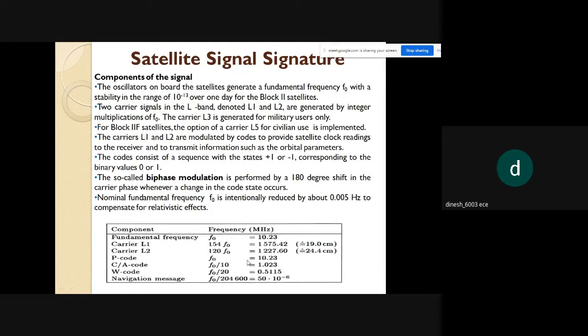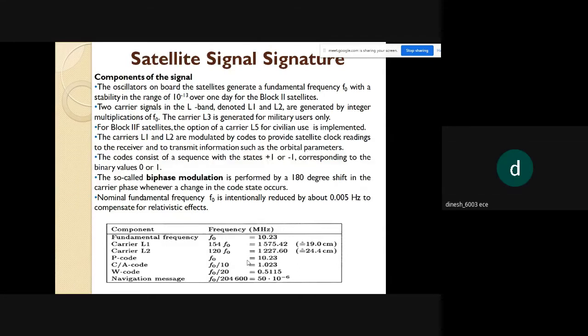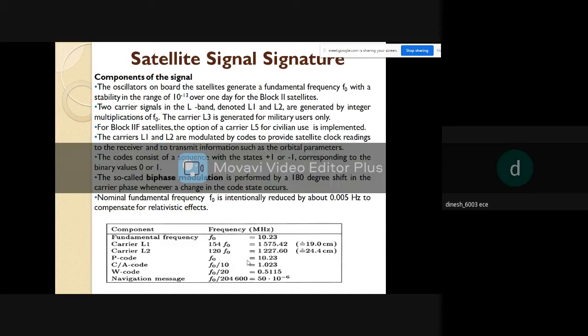After the physical components determination, we are going to see the components of the signal. What are the different components available in a signal? The different components in the signal of the satellite consist of oscillators that will generate a fundamental frequency of f naught.